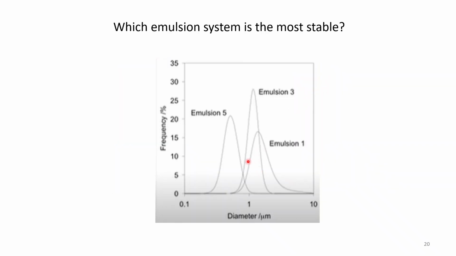By referring to the size distributions for the different types of emulsions given here, can you estimate which one is the most stable emulsion? Emulsion 3 is the answer. Why? Because it has a narrow size distribution, while emulsions 1 and 5 are more polydispersed compared to emulsion 3. Therefore, emulsion 3 is the most stable system.